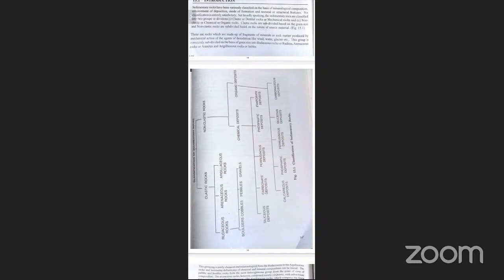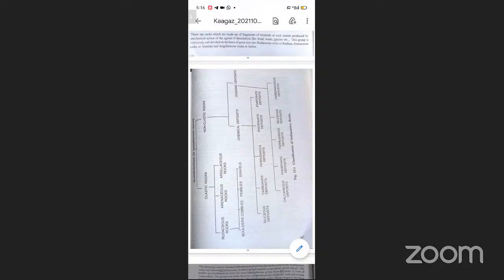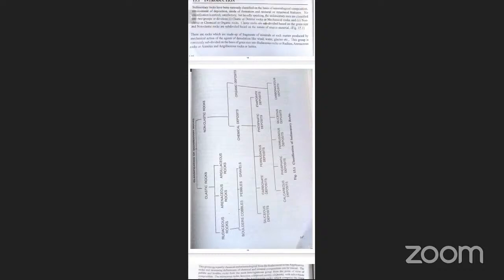Similarly, the non-clastic chemical deposits are divided as siliceous deposits, carbonate deposits, ferruginous deposits, phosphatic deposits, and evaporite deposits or evaporites. Or we see organic deposits. Organic deposits are divided as calcareous, phosphatic, ferruginous, siliceous, and carbonaceous deposits.